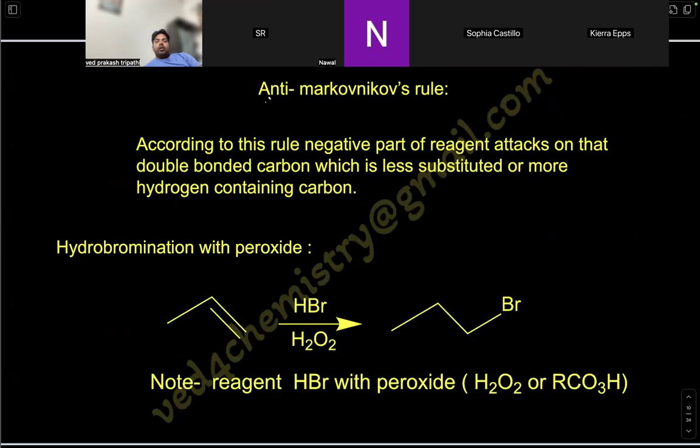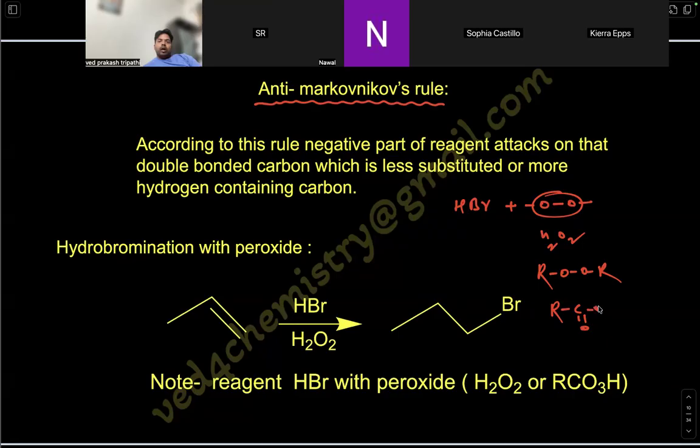Next, anti-Markovnikov's. The best way is, in case of anti-Markovnikov's, especially for alkene, always HBr with peroxide linkage, this kind of linkage. An example is like H2O2, ROOR, RC double bond OR, they all have a peroxy bond. So whenever HBr is with peroxide, it would be anti-Markovnikov's rule.